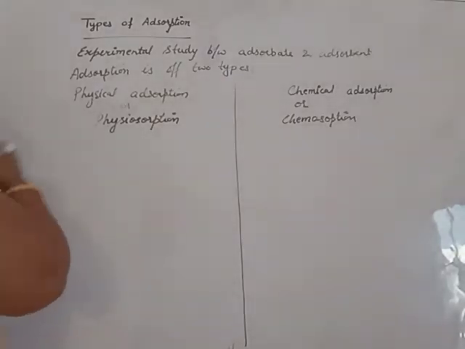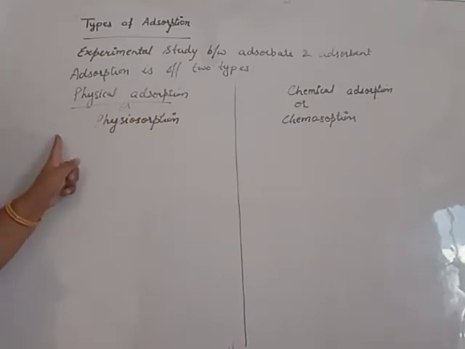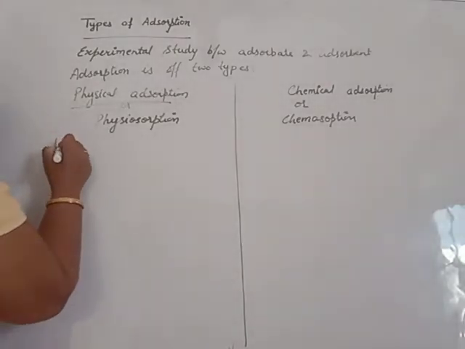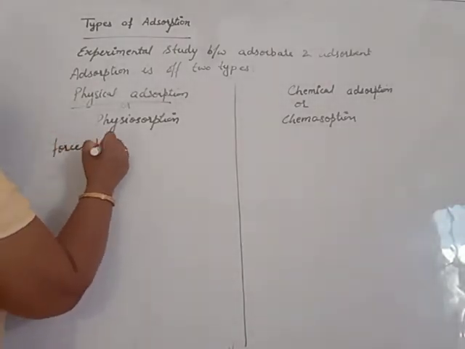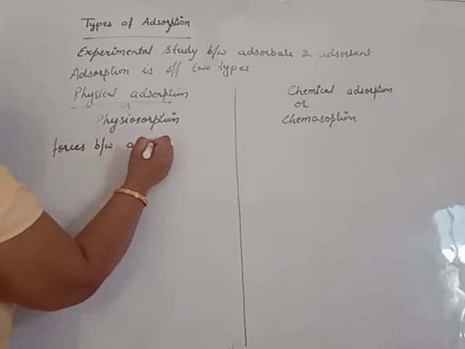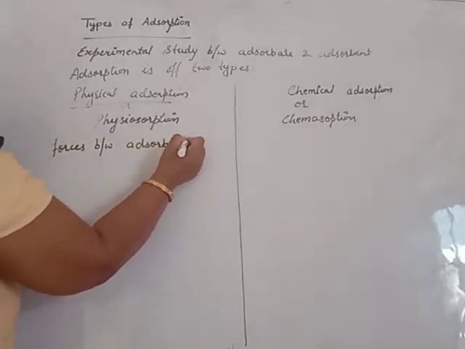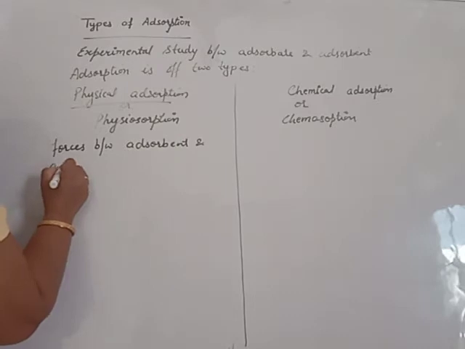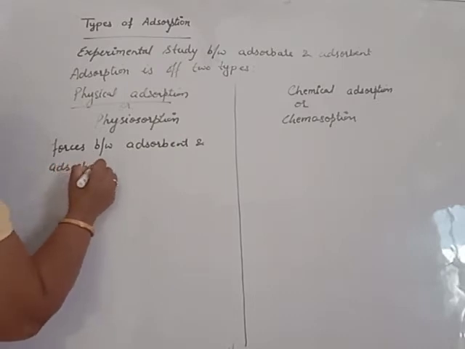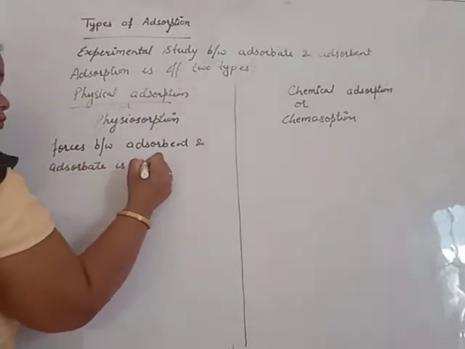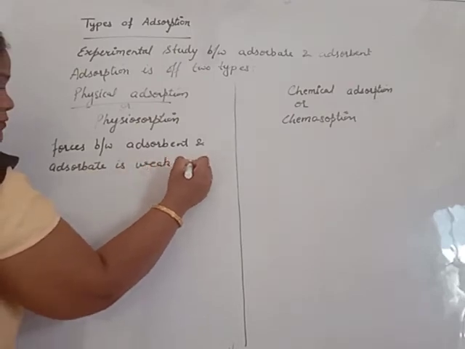Now, first of all, adsorbent and adsorbate come close together by weak van der Waals force of attraction. That means we can say forces between adsorbent and adsorbate is weak van der Waals force of attraction.